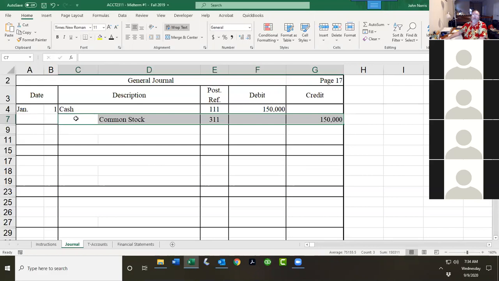For your purposes, the journal entry is all going to be left justified, so don't worry about the indentation for the credit. You can just write common stock out here. Well, we need to do the post reference. No, you won't need to do the post reference either. As a matter of fact, I'll delete that out of the version that I give you guys. So don't worry about that one either.